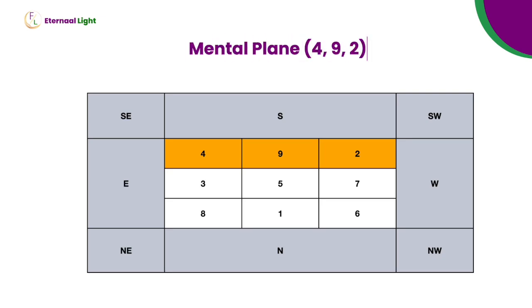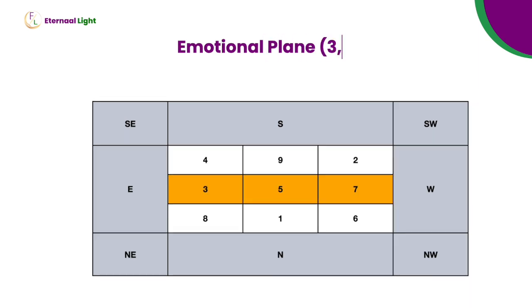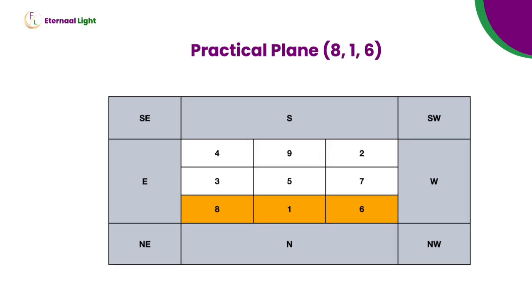That means if in your grid all the three numbers are present, you are a mentally very strong person. Next, emotional plane 357. That means if someone's grid has 357, they can maintain or manage well through emotional fluctuations or challenges. Practical plane is 816. If 816 is present in your grid, you are a practical person and you will be able to achieve no matter what goes around, what challenges you face, because you are a practical person.